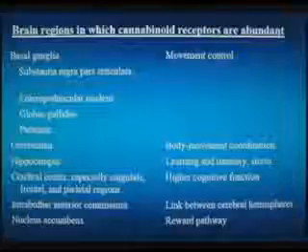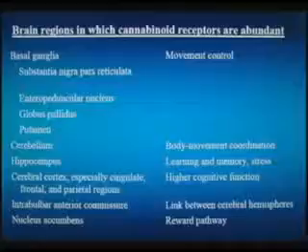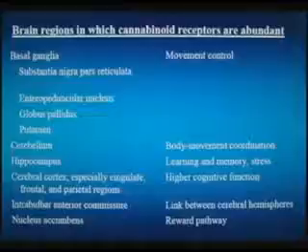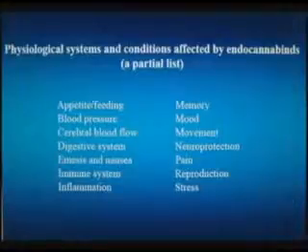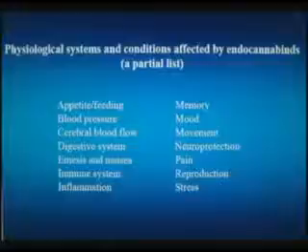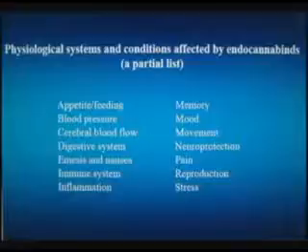And they are found in those regions of the brain where we really should expect to see them, in the regions that have to do with movement control, with coordination, learning and memory, stress, cognitive function, etc., etc. The physiological systems and conditions affected by endocannabinoids, and this is only a partial list, and a whole list will take quite a bit more space. You can see that even this short list has quite a few actions there.